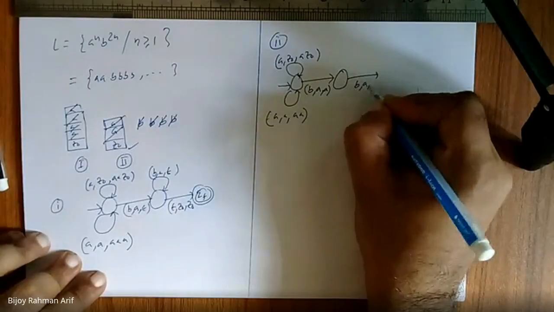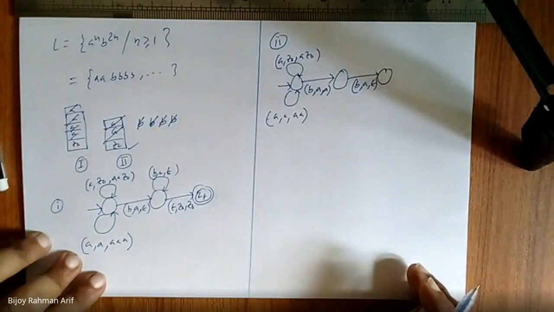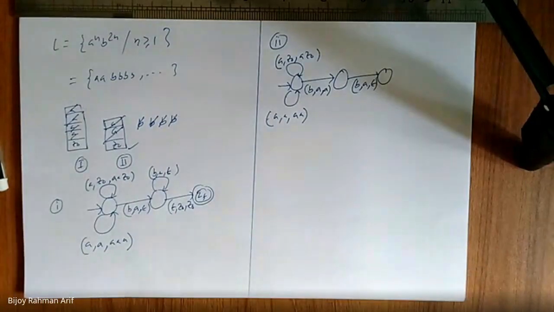Now I pop. I get an A. I'm going to pop. Then the stack is empty. Fine. No, we can get more. I can get more B because there might be more A there. So I need more B also. So what can I do?